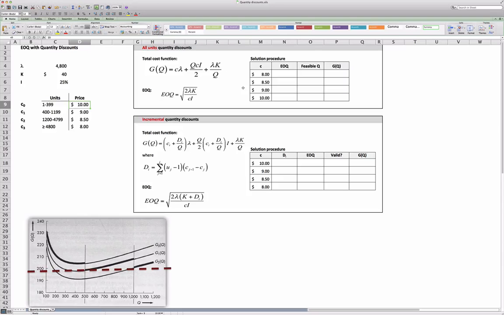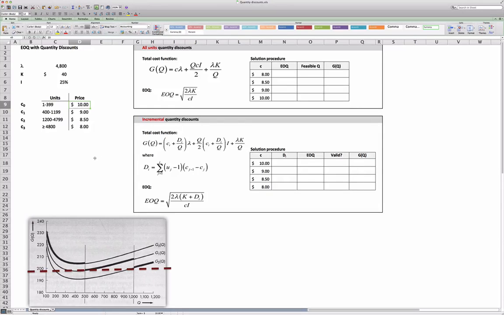As usual, we start out with our basic parameters. We know that lambda, the annual demand, is 4,800 units. The cost of placing an order is $40, and the inventory carrying charge is 25%. And now, of course, we see that the unit cost will depend upon the quantity we order in every single order. As you can see, the cost ranges from about $8 per unit for a large order quantity up to $10 per unit for small order quantities.